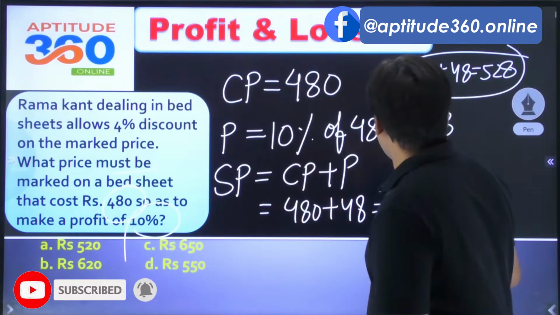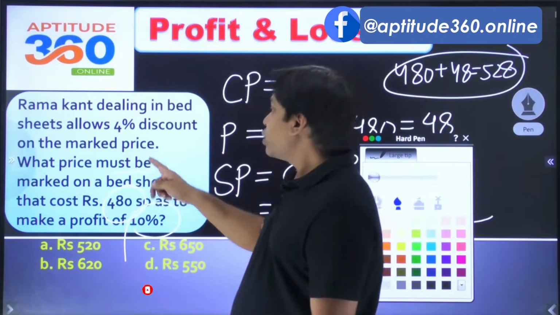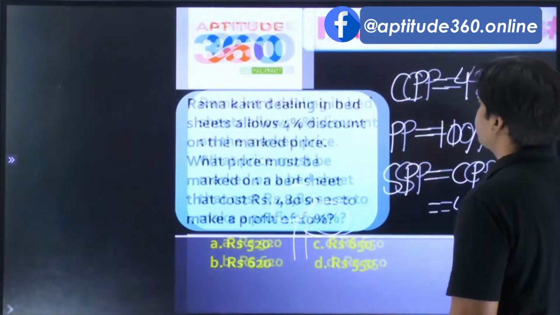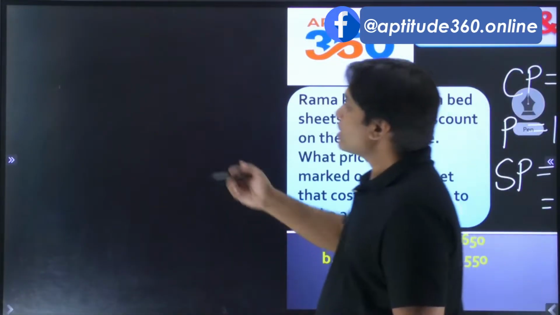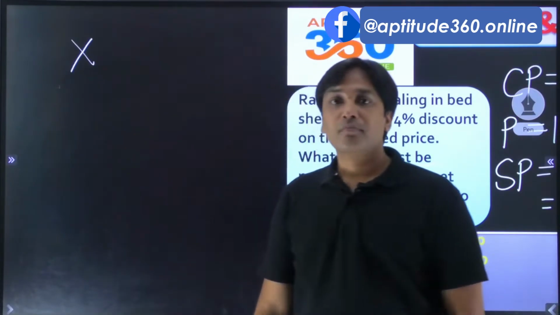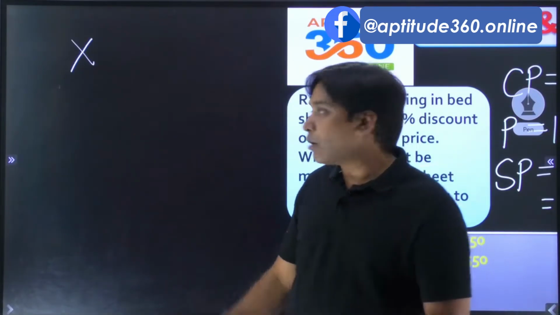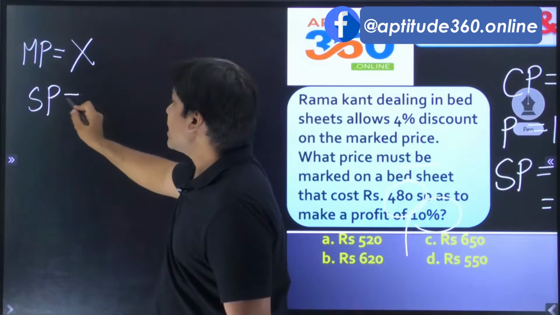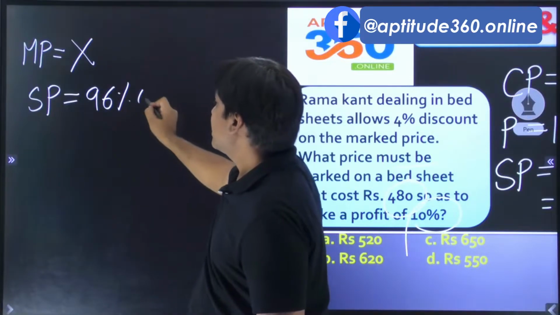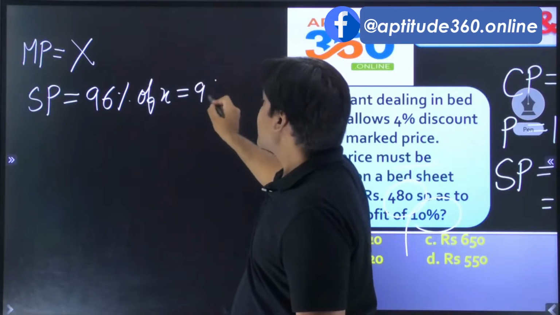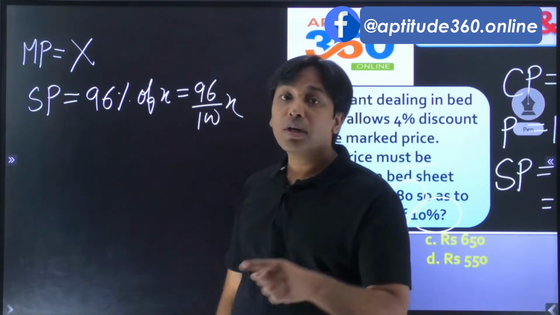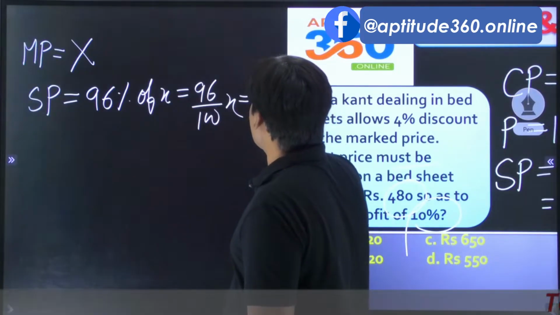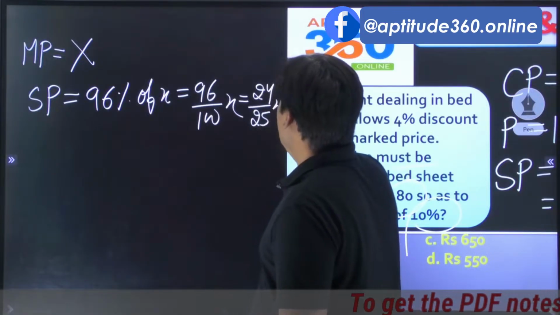So once you understand this thing, now it says that you will have to find out what is going to be the marked up price, right? Let us find out the marked up price here. Say there is this marked up price X, and then you are giving 4% discount onto this marked up price. So what is going to be the selling price? The selling price is going to be 96% of X, 96 upon 100 X. This technique you learned in video number 4 and 5 of selling price and cost price. And if you simplify this, this is coming out as 24 by 25 X. So now you know what is the selling price.